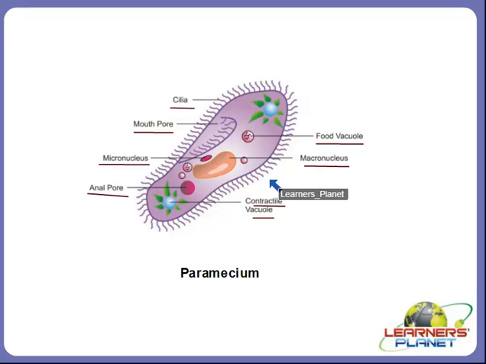One is larger, which we call the macronucleus. The other one is a smaller one, which we call the micronucleus. And these are actually the control units. They help in the control of different types of cellular activities here. So this is about the Paramecium.